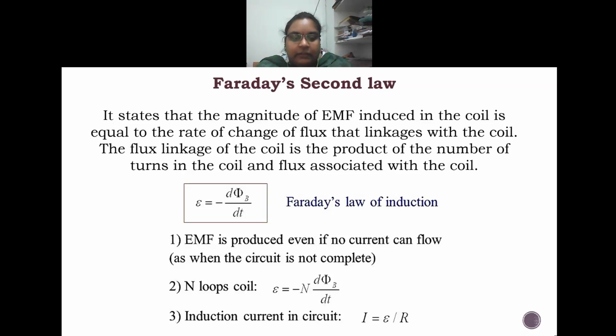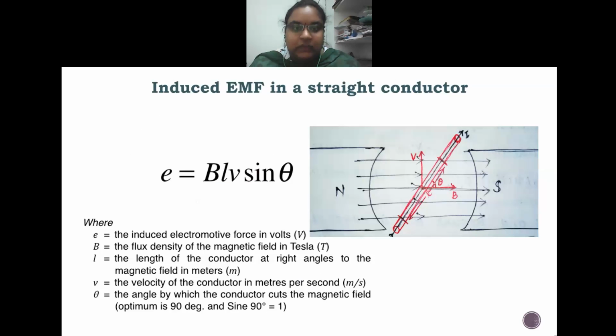And from this EMF you can find out the current also, that is I is equal to E by R, as we know, I is equal to V by R. This is Faraday's second law. So the next concept is called the induced EMF in a straight conductor.